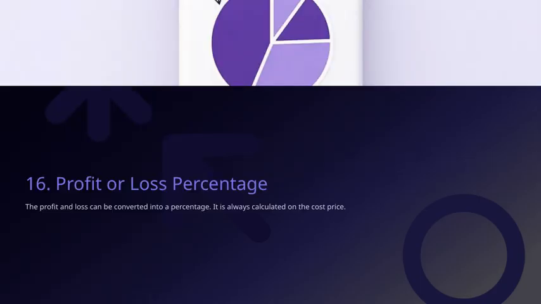Let's talk about profit or loss percentage. This is a useful way to understand how well a business is doing, and it's actually pretty straightforward. Essentially, we convert the profit or loss into a percentage, which helps us compare different transactions more easily. Now, a key point to remember is that this percentage is always calculated based on the cost price. So, regardless of selling price, we're looking at how much profit or loss we've made relative to what it cost us initially. This concept ties into our overall theme of financial analysis, as it provides a clear, standardized way to measure performance across various transactions. It's a simple yet powerful tool to gauge efficiency and profitability in any business.